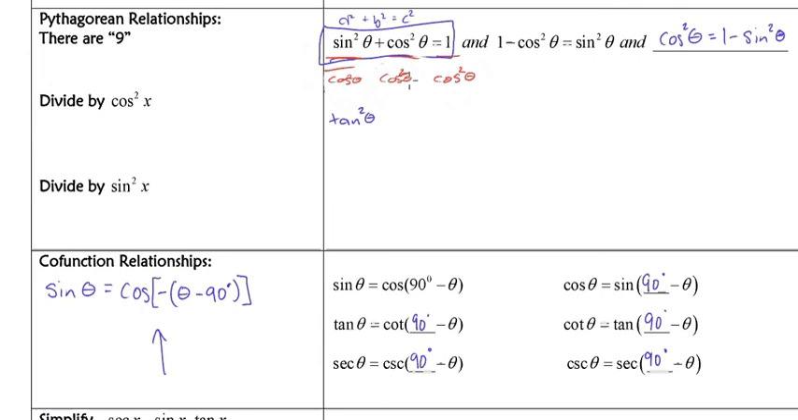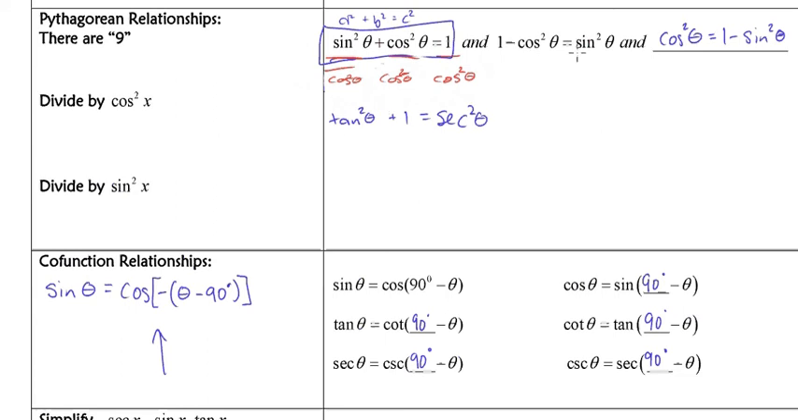Cosine squared divided by cosine squared, well, anything divided by itself is 1, so plus 1, equals, and then we have 1 divided by cosine squared. Well, hey, 1 divided by cosine, that's secant, so this is going to be secant of theta squared. There's our 4th trig identity.